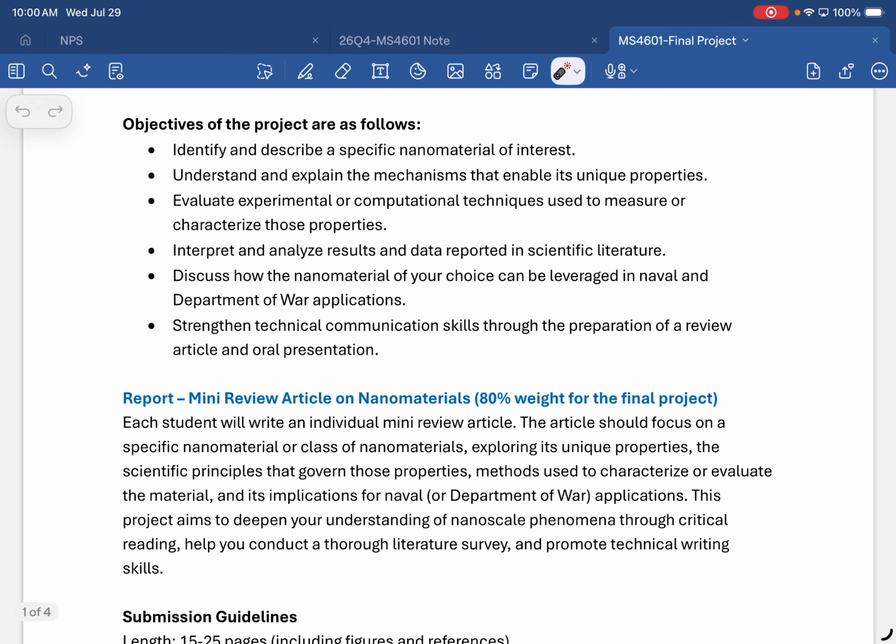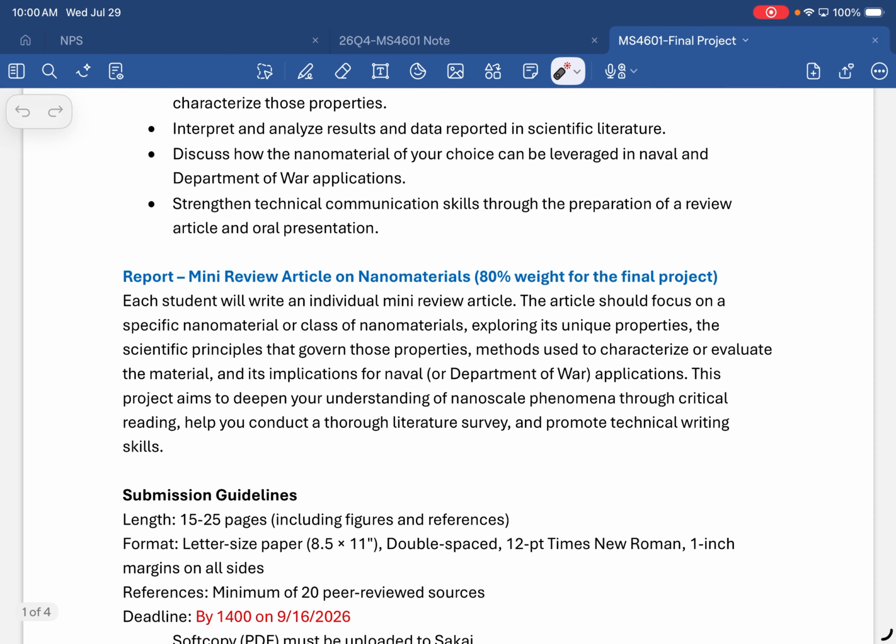For the report, each student will write an individual mini review article. Think about this as prepping for your thesis work. This article should focus on a specific nanomaterial or class of nanomaterials. You are going to choose a topic you would like to pursue, and explore its unique properties, the scientific principles that govern those properties, and the methods used to characterize or evaluate the material and its implications for naval or Department of War applications.